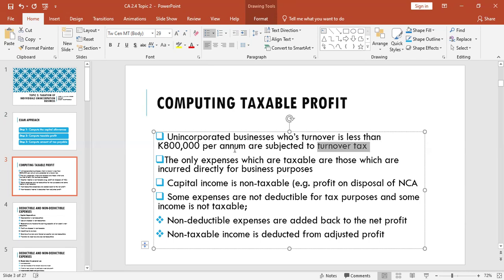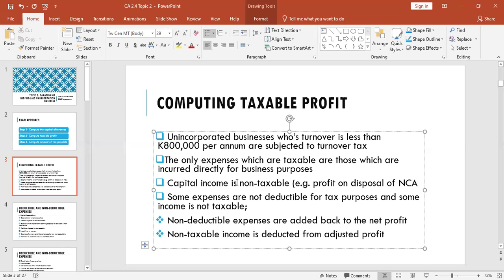Those companies that earn 800,000 and above are the ones that use this format that we're going to use. These are the ones that use tax bands. But unincorporated businesses which earn less than 800,000 pay turnover tax. The only expenses which are taxable are those which are incurred directly for business purposes. All the expenses that we incur for business purposes, exclusively and only, are the ones that we allow for tax purposes.